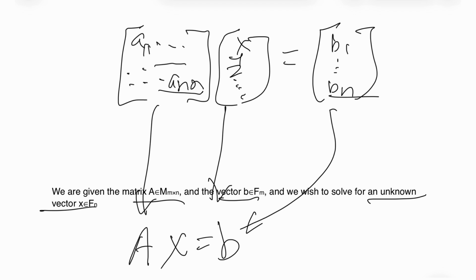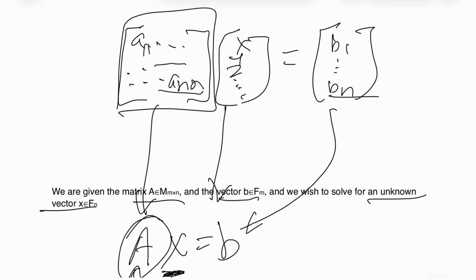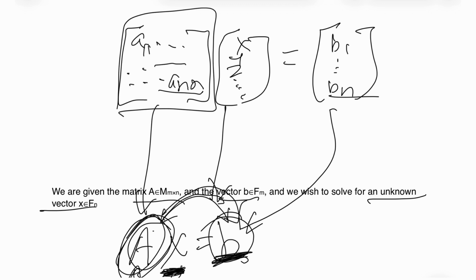Thinking of this in a geometric way, we have an unknown vector and we're transforming it using a linear transformation, which is a matrix multiplication, to get a vector B. We know B. We know what happens after the transformation. We know A. We know what the transformation is. We need to know what vector X we started with to end up with B after the transformation.